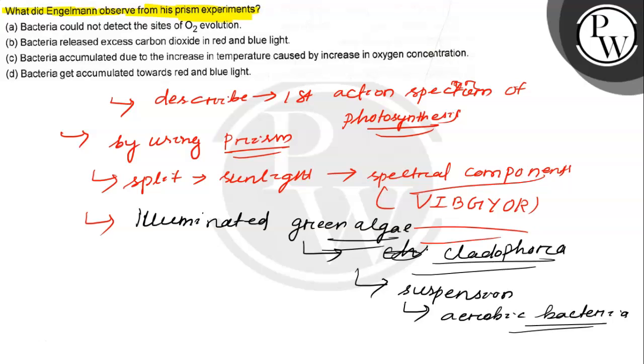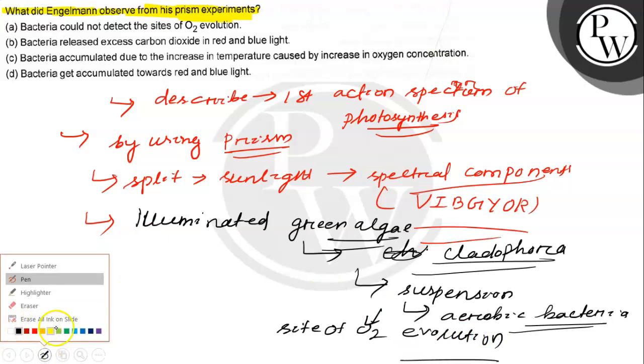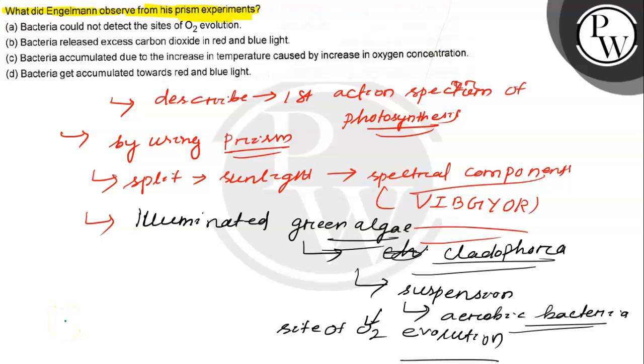And the bacteria were used to detect the sites of oxygen evolution. So what did he observe? He observed in his experiment that the bacteria accumulated mainly in the region of the blue and red light of the split spectrum.